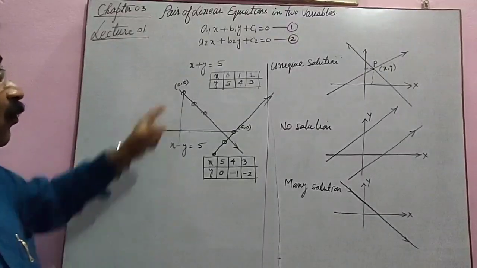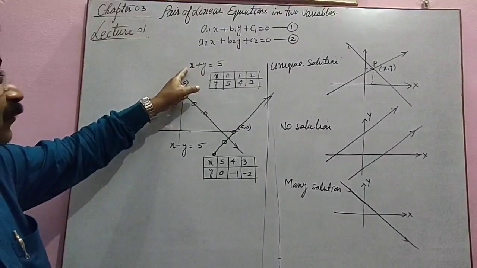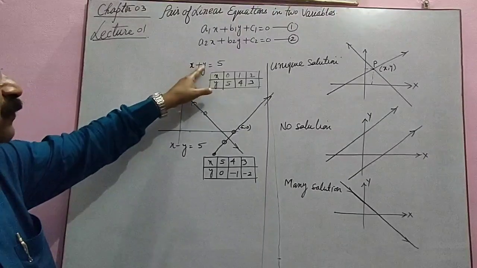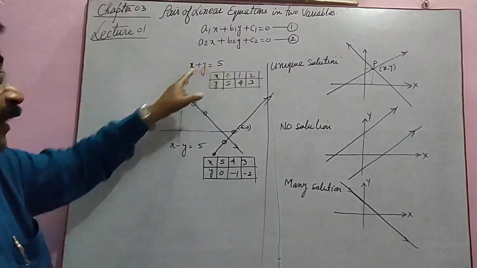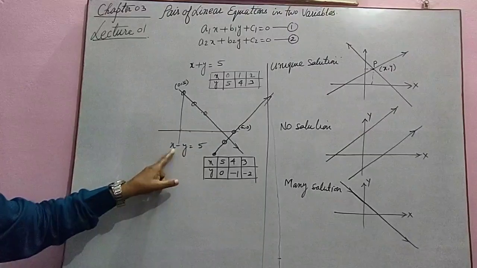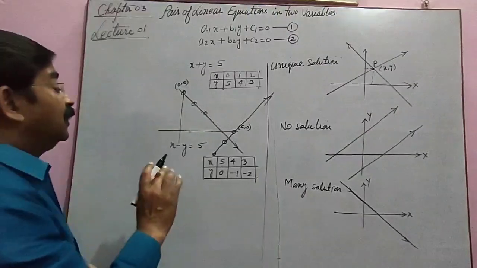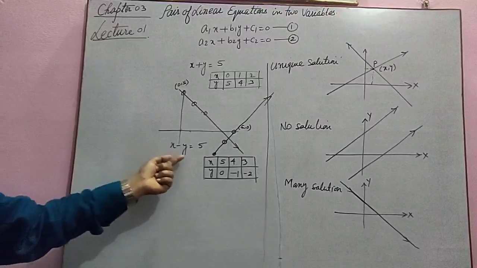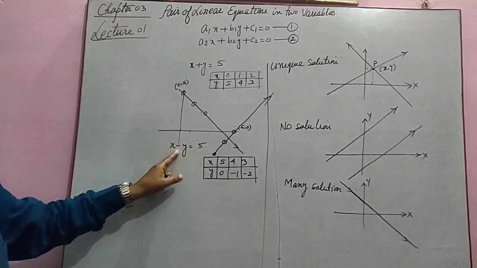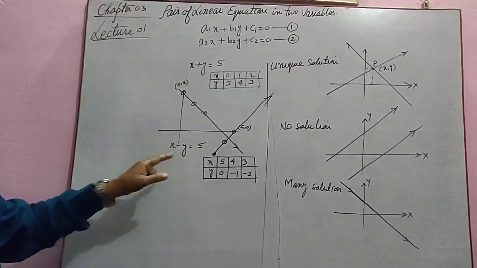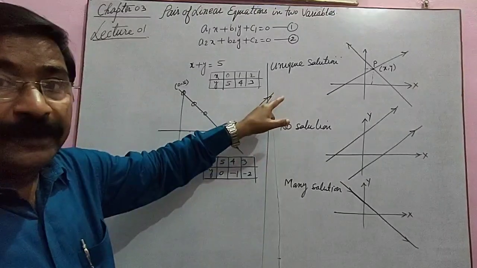See, what was the difference? The coefficients were 1 and 1 for x and y. Here the coefficients were 1 and minus 1. Let me explain. Coefficients are changed, so the direction of the line is also changed.